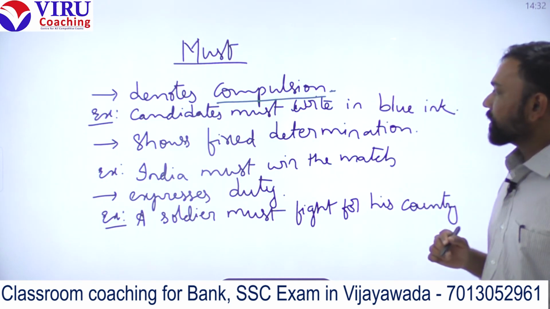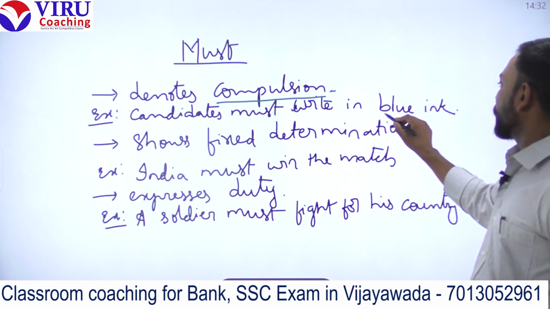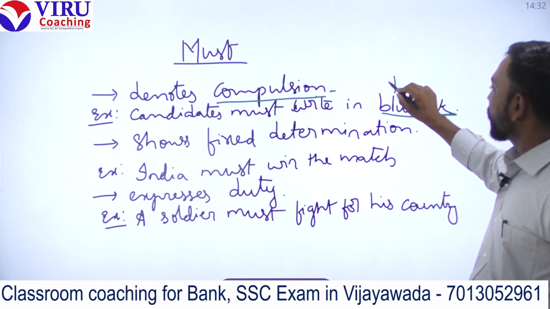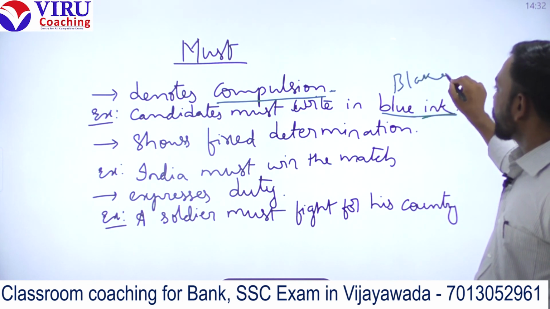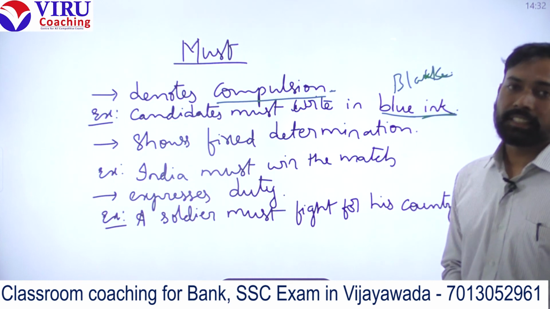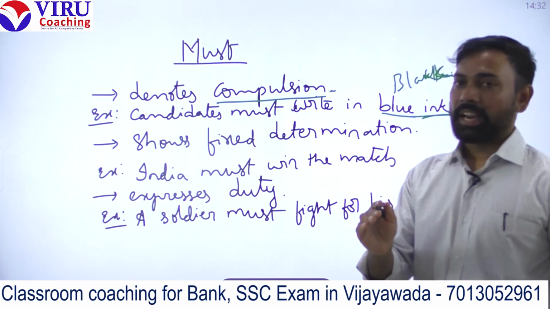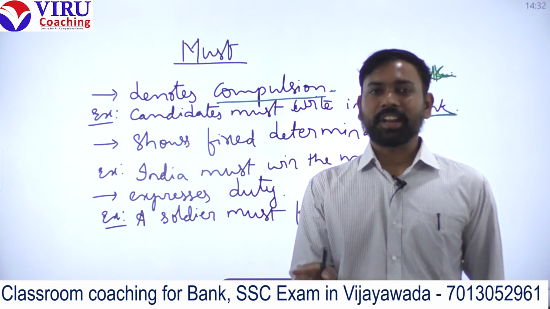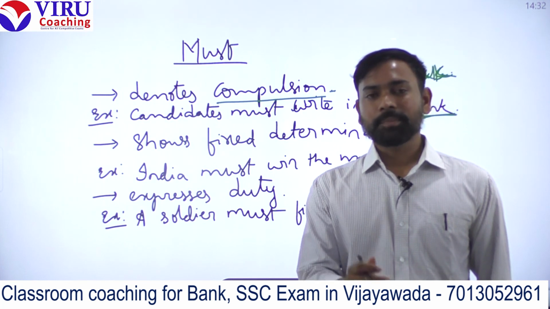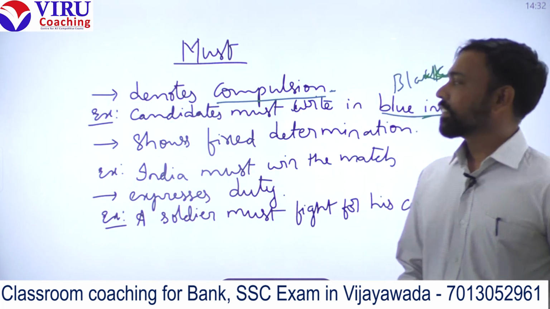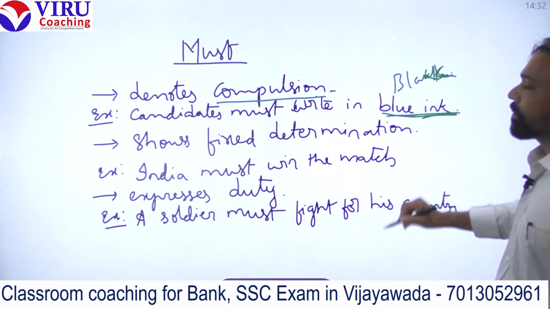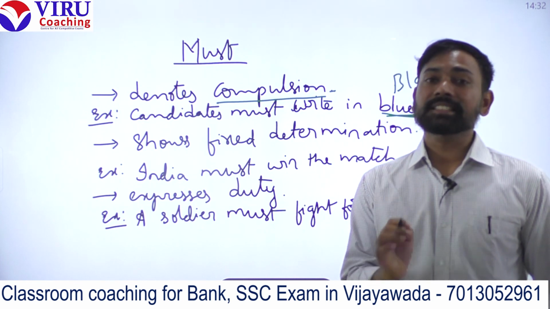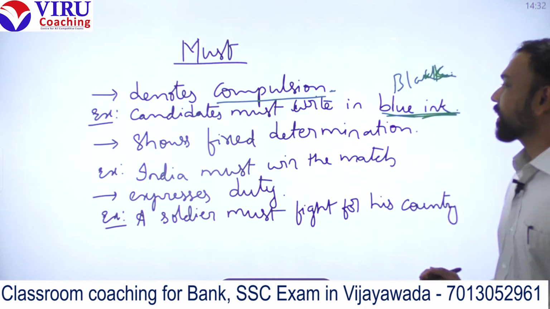Must denotes compulsion. Candidates must write in blue ink. Here the compulsion is blue ink. Suppose they want you to write in black, that is another condition, a compulsion, that you must write in black. That means you're supposed to write in black, and any other color used will be struck down. Any other color would be a mistake. So candidates must write in blue ink means you should write only in blue ink. That is a compulsion. This is kind of insisting.